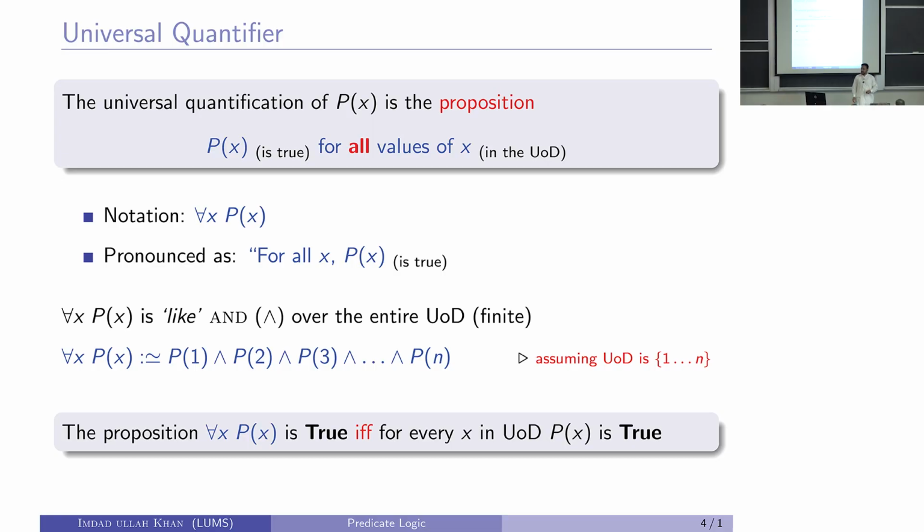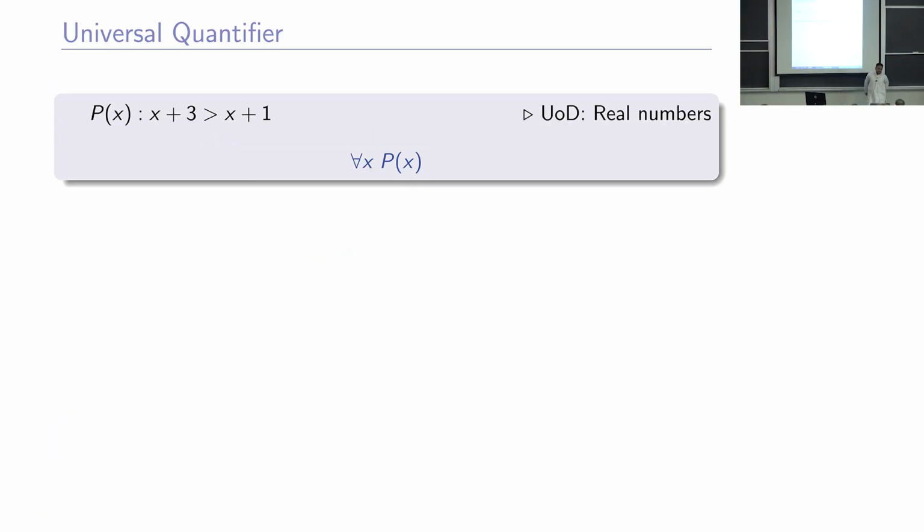Let me just make this statement. Here is the statement. P of x is the property that x plus 3 is bigger than x plus 1. The universe of discourse for x is all real numbers. Right? Now I am making the quantified statement: for all x, p of x. Can you translate or rephrase this blue statement?